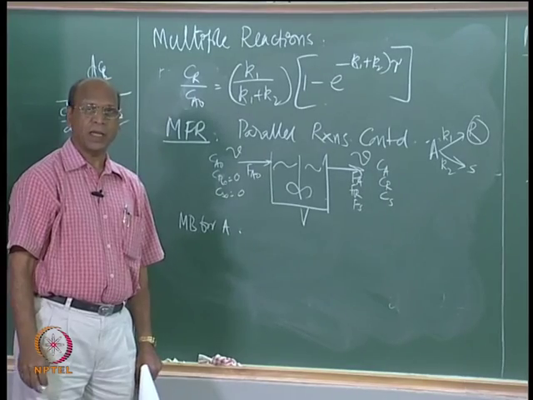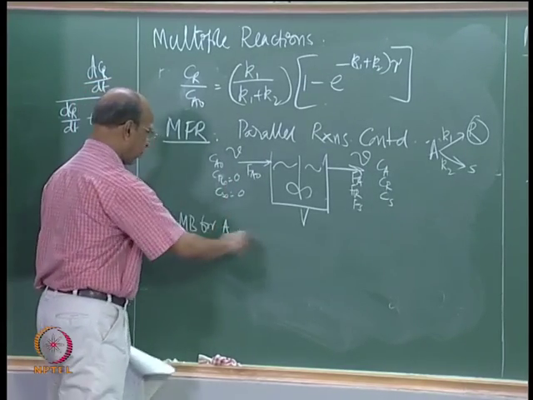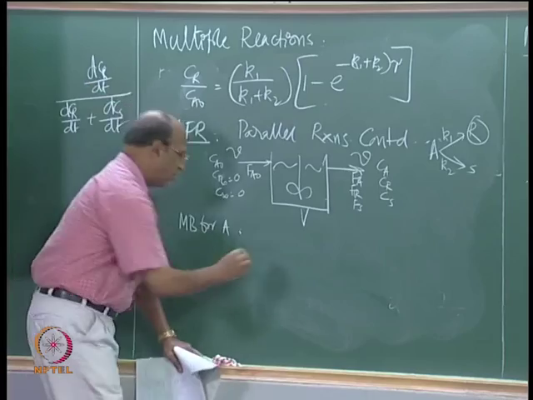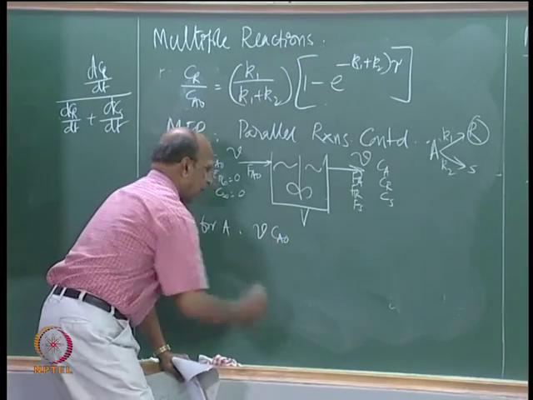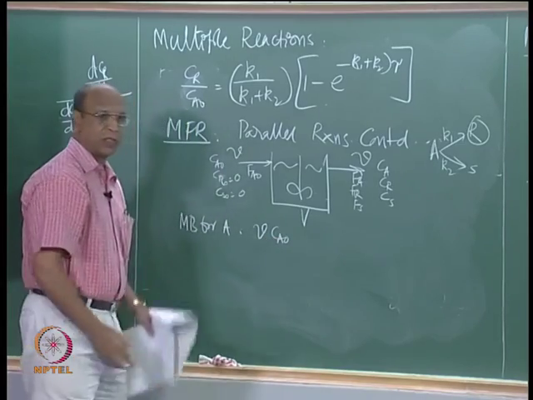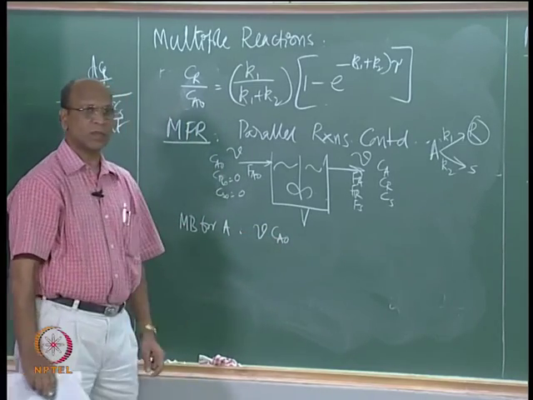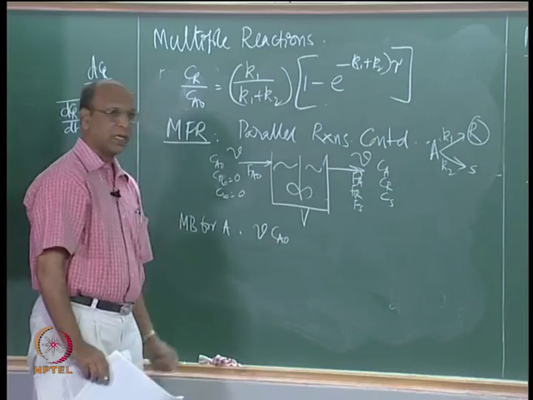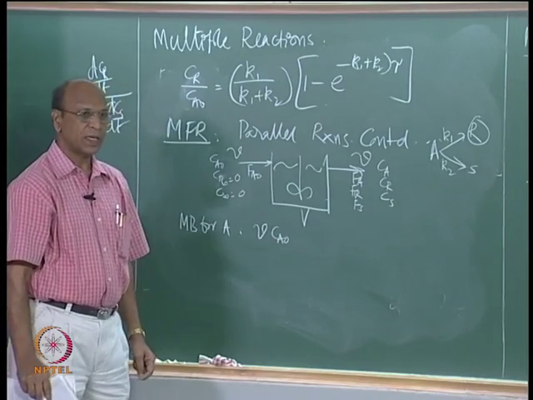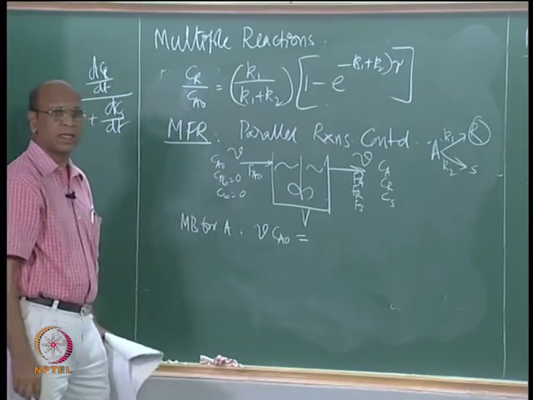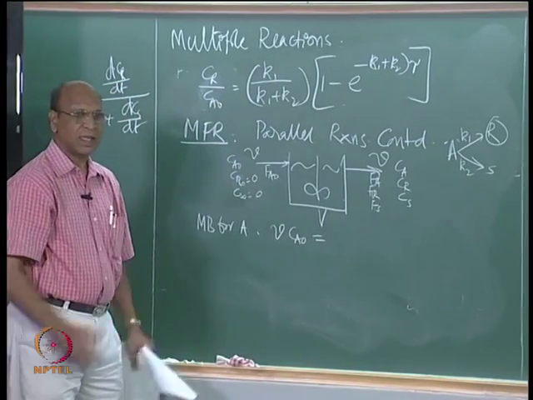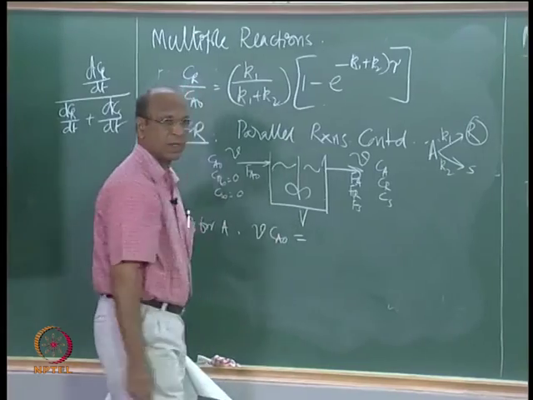Kalpana, where is Kalpana? Kalpana, what is entering here in terms of A? V into CA naught. What are the units of this? V into CA naught. Moles per time. Excellent. Good. So next, what is leaving? A leaving from the reactor.